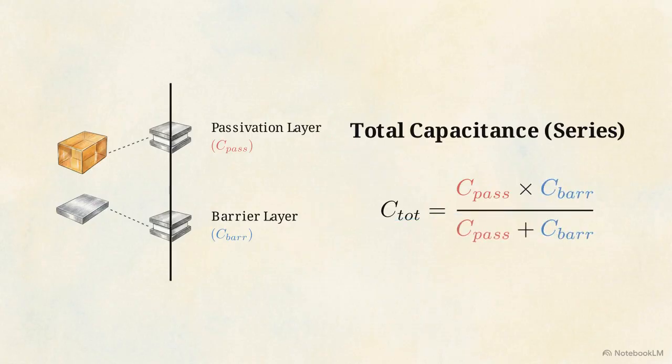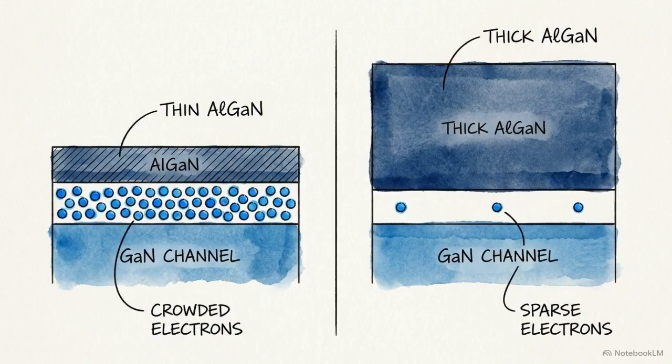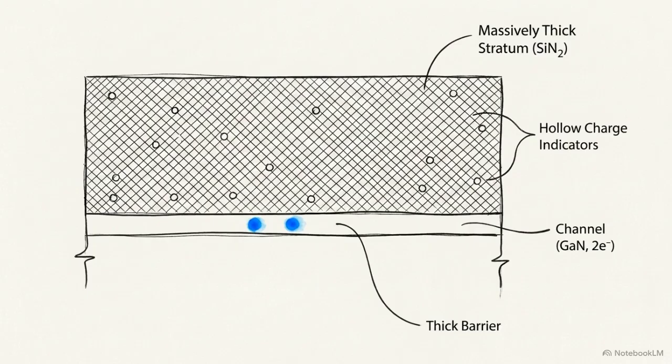The total capacitance equals the capacitance of the passivation layer multiplied by the capacitance of the barrier, divided by their sum. A lower total capacitance physically indicates that as the passivation gets thicker, fewer electrons are available to saturate the channel compared to an unpassivated sample. The surface states have been successfully neutralized.